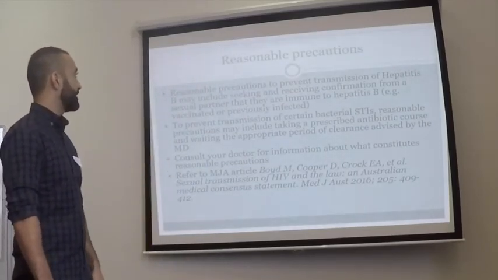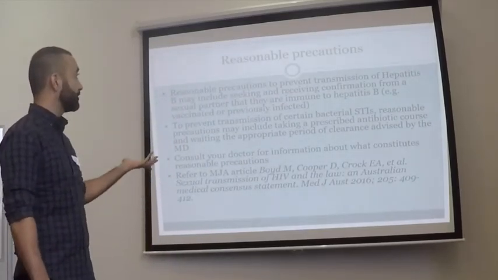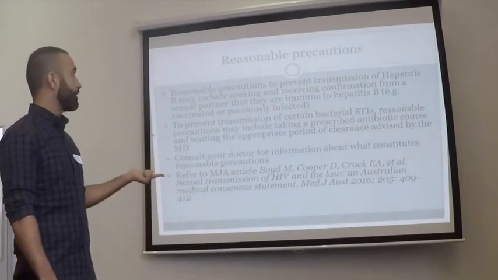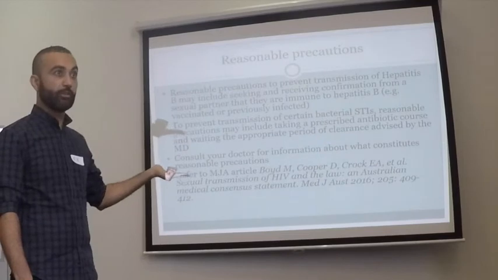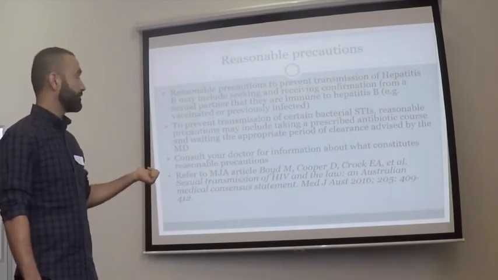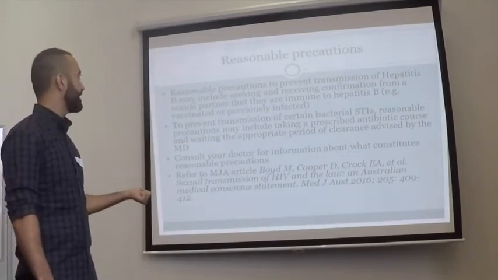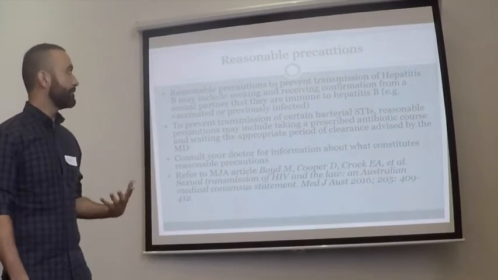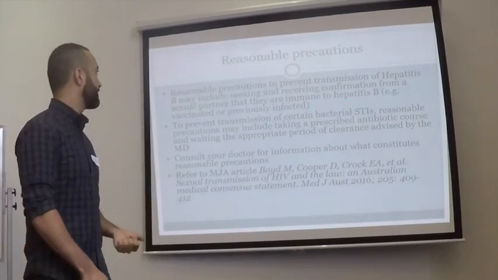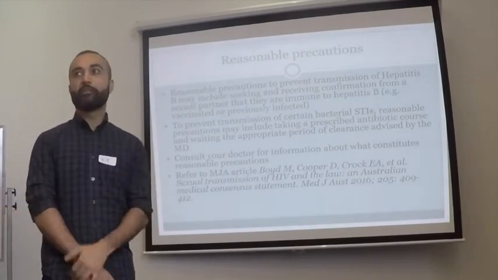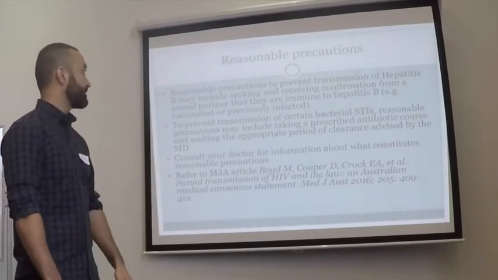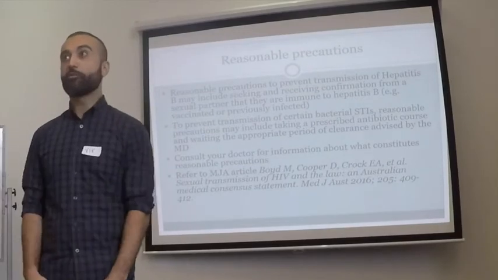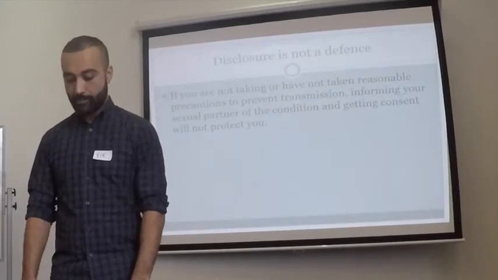Reasonable precautions to prevent transmission of hepatitis B may include seeking and receiving confirmation from a sexual partner that they're immune to hepatitis B. Or to prevent transmission of certain bacterial STIs, reasonable precautions may include taking a prescribed course of antibiotics and waiting the appropriate period for it to clear. As I said, consult your doctor for information depending on what condition we're talking about.